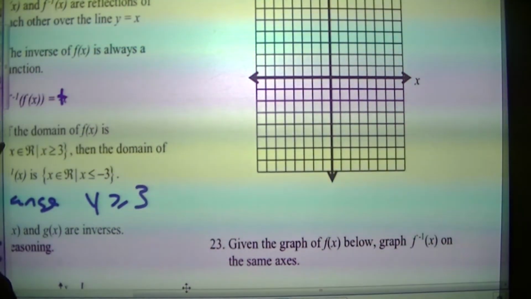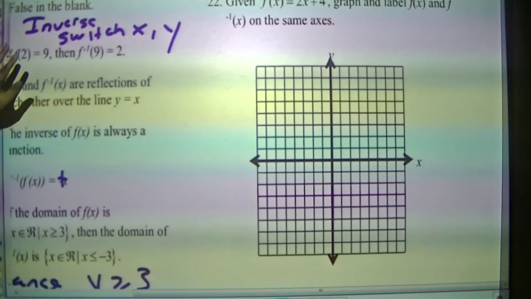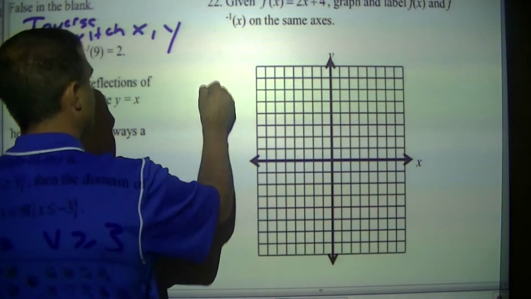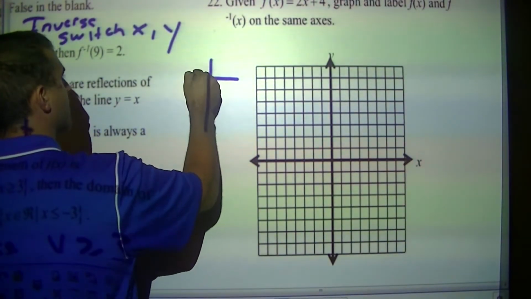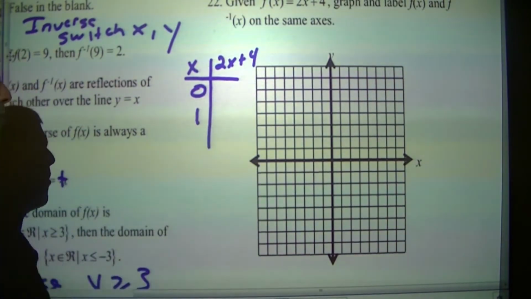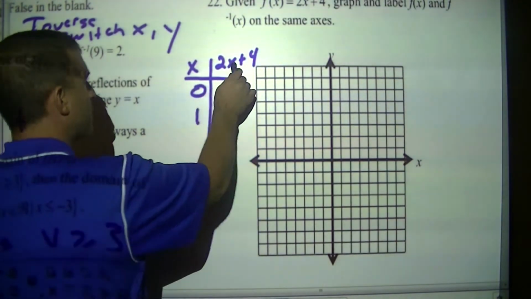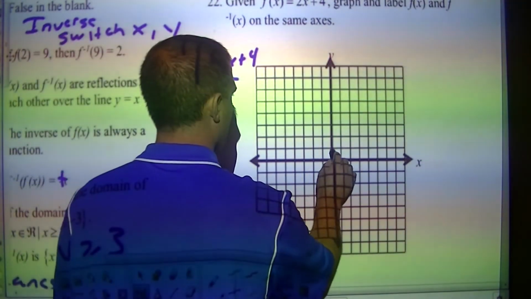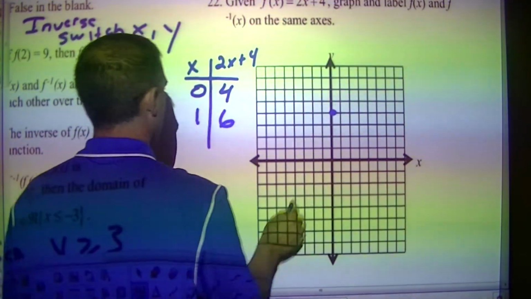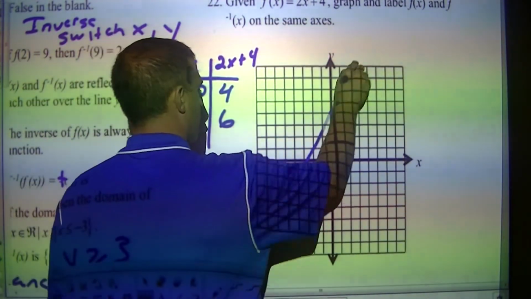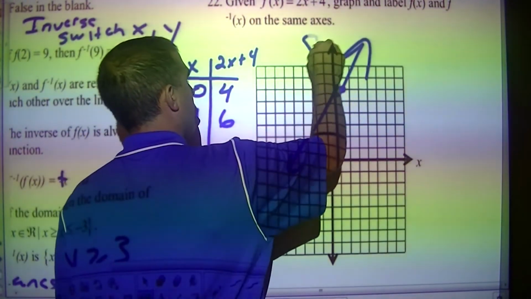All right, let's move to this one. Given that, label f of x and that on the same line. Now what I would do is let's go ahead and make a table, x and 2x plus 4. I'm just going to use some simple values. Let's say 0 and 1. If I put 0 in there, that would end up giving me 4. If I put 1 in there, that would give me 6. So 0 over 1, 2, 3, 4. 1 over 6 up. So here's what I got.